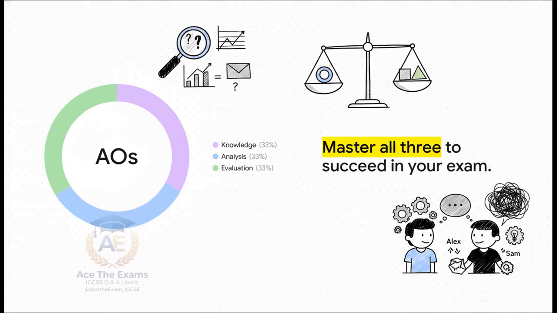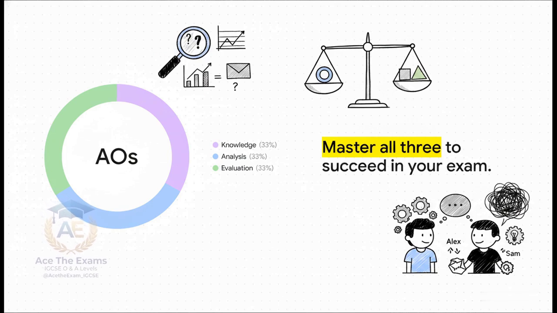On the other side of the desk, we have Sam. Sam is a creative thinker, a fantastic debater who loves arguing a point for AO3, but her structural precision and timing are a mess, so she drops all her easy AO1 and AO2 marks. To get an A-star, you cannot afford to be just an Alex or just a Sam.